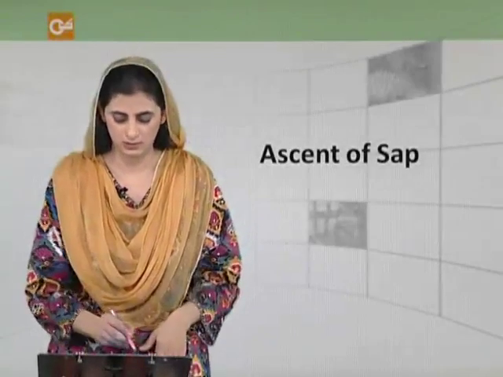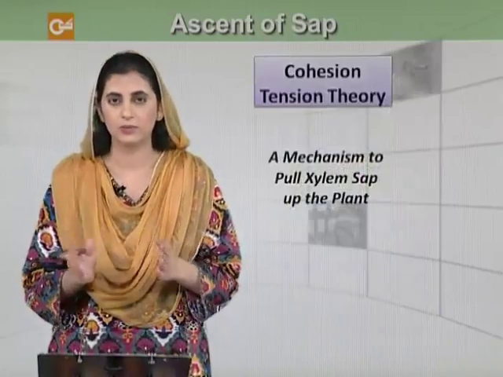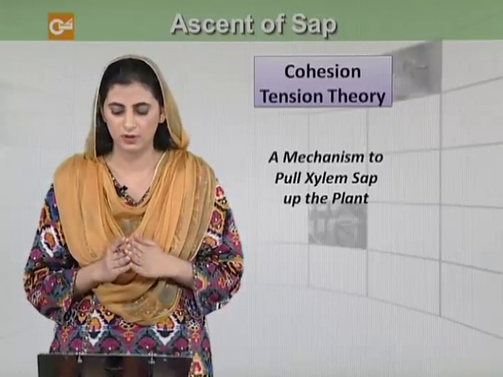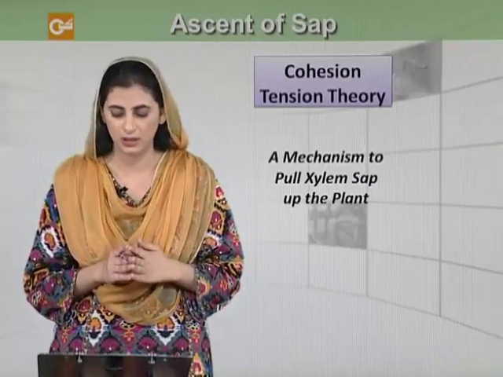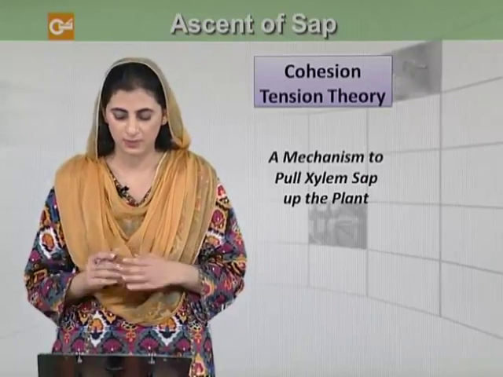In this module, we will study the ascent of sap. Xylem sap can move up the height of even 100 meters without the help of any mechanical pump, and it moves against gravity. So how does this actually occur? To explain this, we have two theories. First of all is the cohesion tension theory, which is a mechanism to pull xylem sap up the plant.